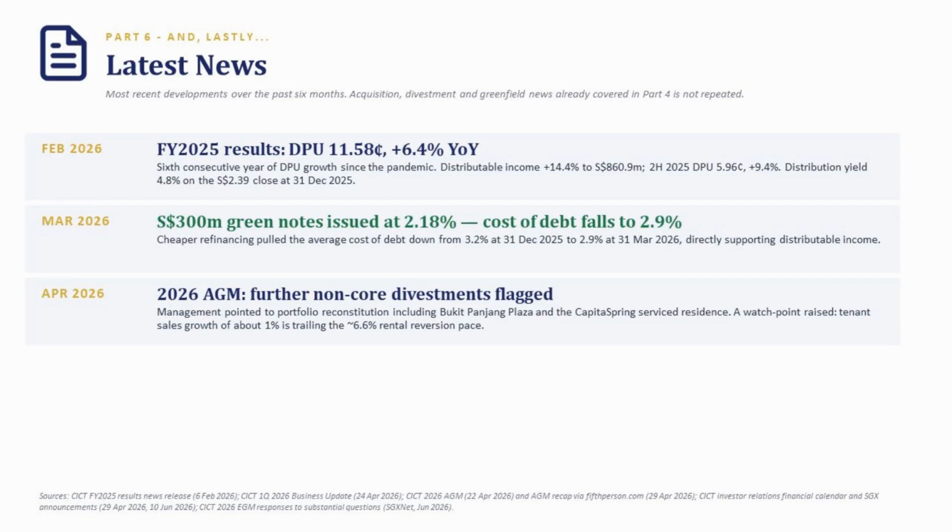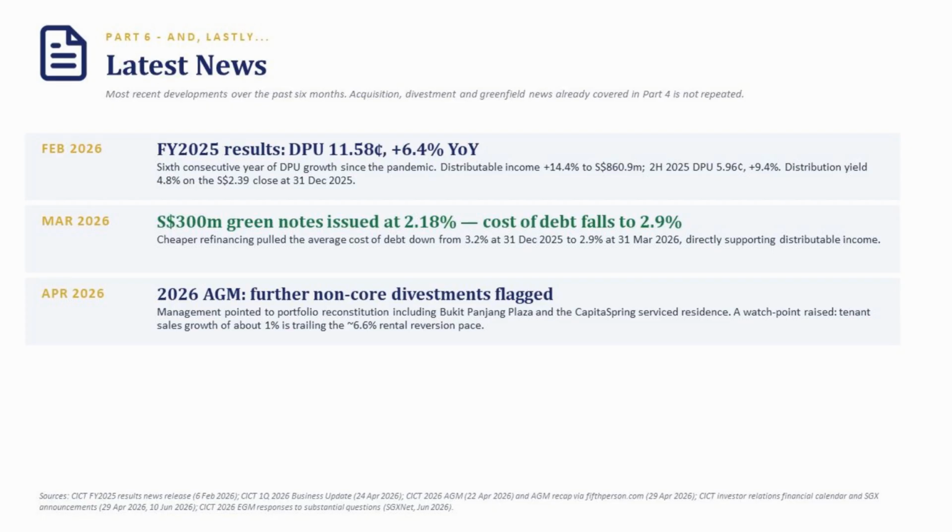By lowering the cost of capital to 2.9%, the management team directly increases the amount of growth cash flow that can be converted into the final distribution per unit. Proceeding to the annual general meeting updates and divestment data from April 2026, we see management actively pruning the portfolio. They listed 2 specific flagged non-core divestment targets for portfolio reconstitution. Right. Bukit Panjang Plaza and the Kappa Spring Service Residence.